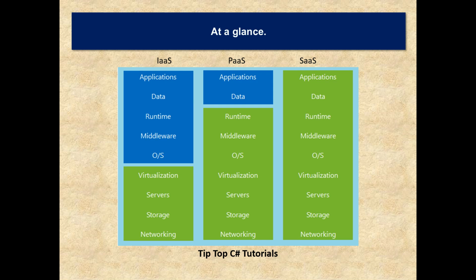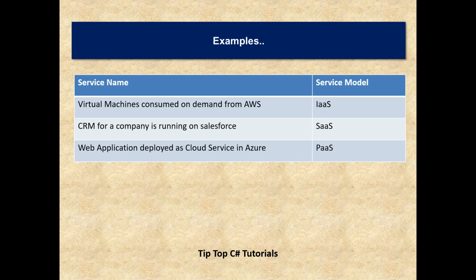Now that we understood the comparison and contrast between these three models, let's go through some examples. First we will avail a set of virtual machines we need to consume. So this is on demand. Some days in a month and some months in a year you need to use virtual machines, and you are getting it from AWS, Amazon Web Services. This model is IaaS. You are just making use of the infrastructure and setting it up and making it ready for your use.